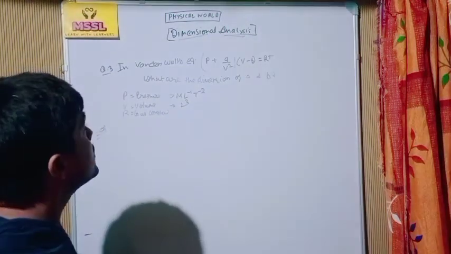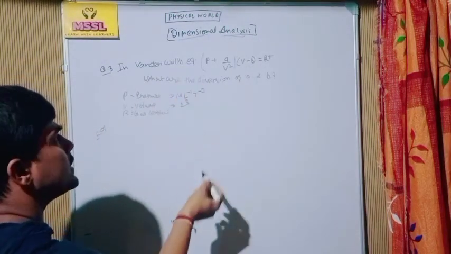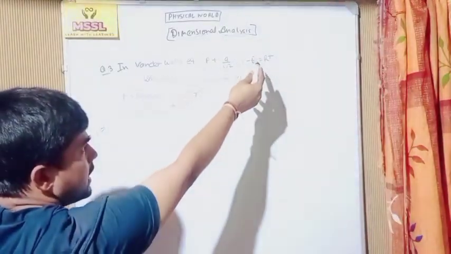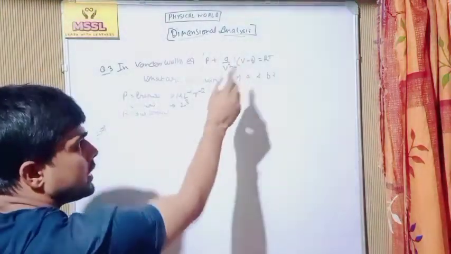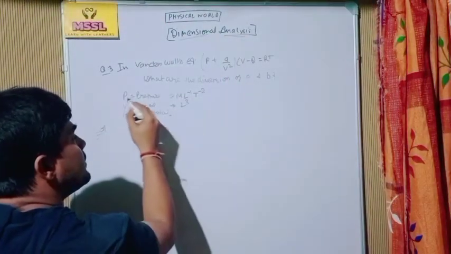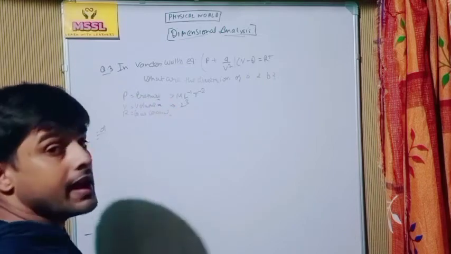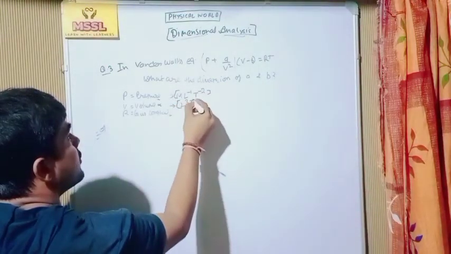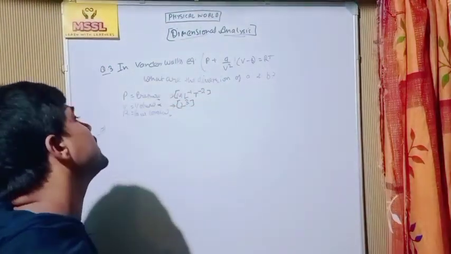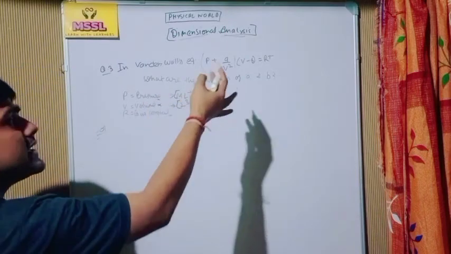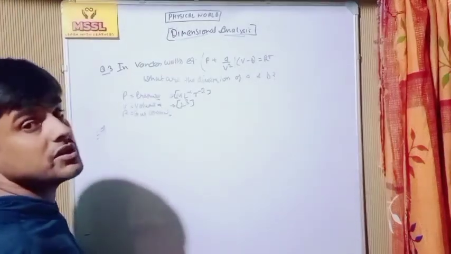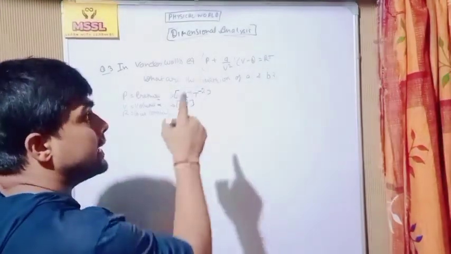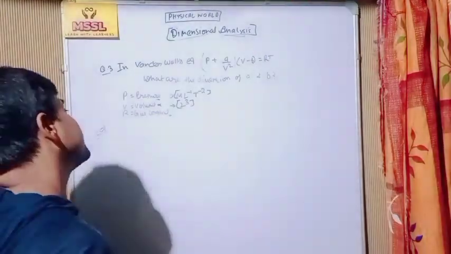Here you have the Van der Waals equation given: (P plus a by V square) times (V minus b) equals RT, where R is the gas constant, P is the pressure and V is the volume. The dimension formula for pressure is this one and for volume is L cube, that you know. You have to find the dimensions of a and b from this equation.